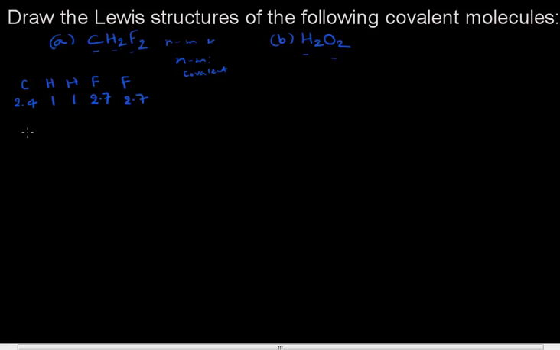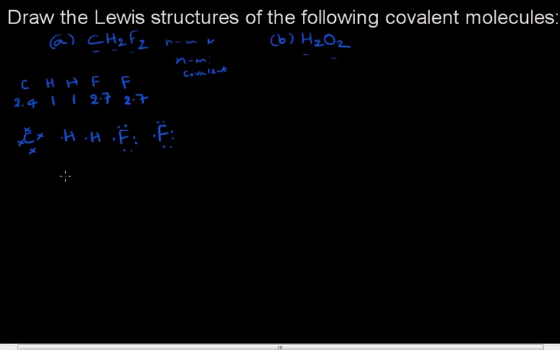Now let's show just the valence electrons. So carbon has 4 valence electrons, or 4 electrons in the outermost shell. Hydrogen has 1. The other hydrogen also has 1. Whereas fluorine has 7 valence electrons: 1, 2, 3, 4, 5, 6, and 7. You have another fluorine which also has 7 valence electrons: 1, 2, 3, 4, 5, 6, and 7.